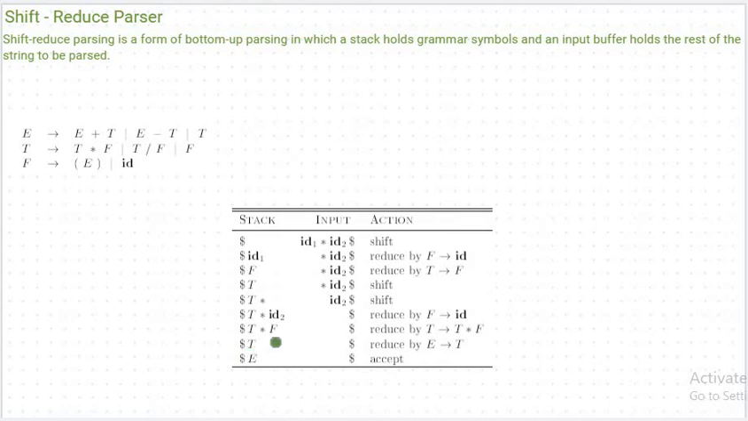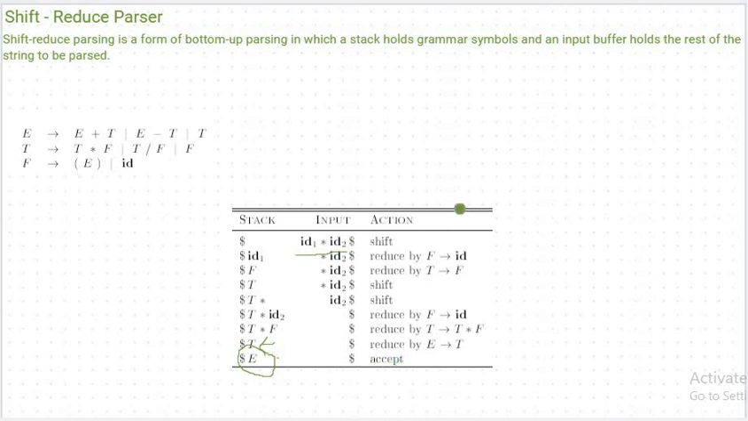And again, this T you can reduce further because you have a production like E tends to T, right? So by using the rule E tends to T, you can just reduce this T as E. You started with the input string, and by applying shift and reduce operations, you have ended up with the starting symbol E.